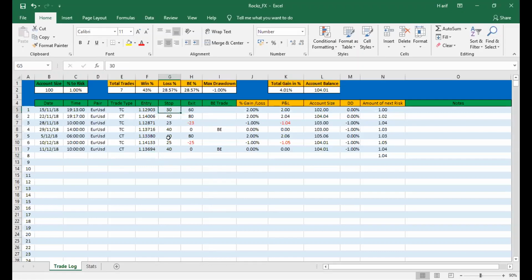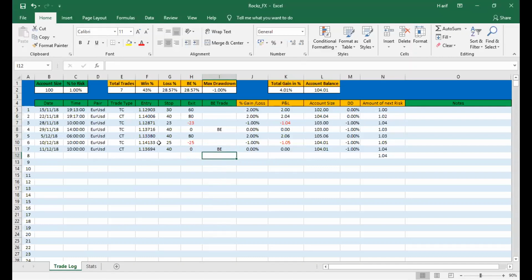Stops, self-explanatory. We had 40 pip stops on some, 25 pips. The exit, again, is where you actually close the trade. So whether it was profitable, we took 60 pips on that, 80 pips. This was a loser, so you'd obviously have to put minus and then the amount, and so on. Break even, we put a 0. Once you put a 0, you need to write break even next to it. I'll explain why that is in a second.